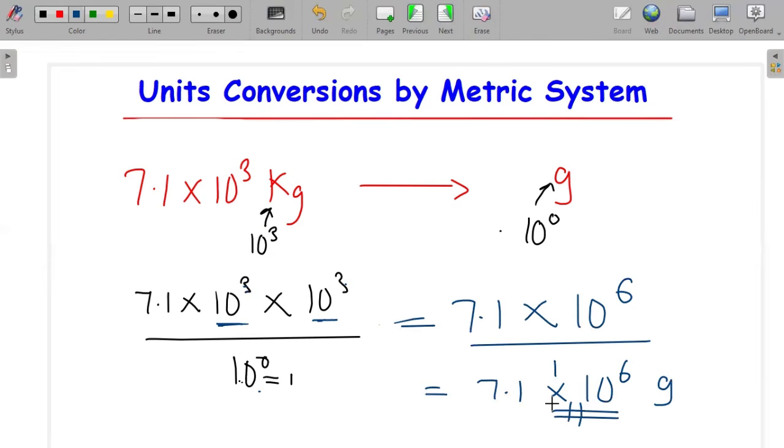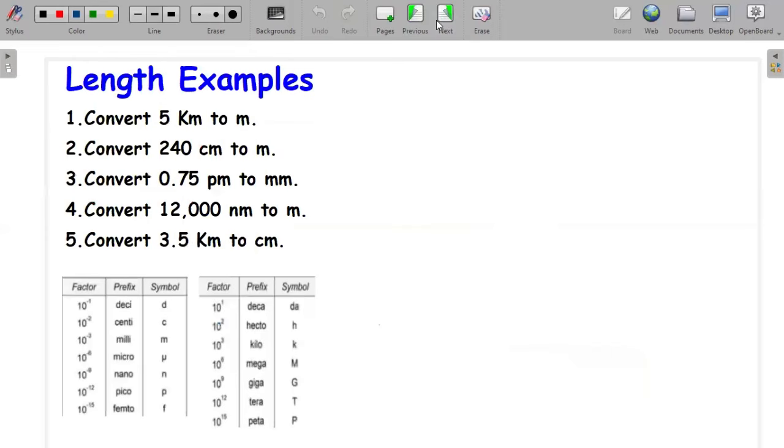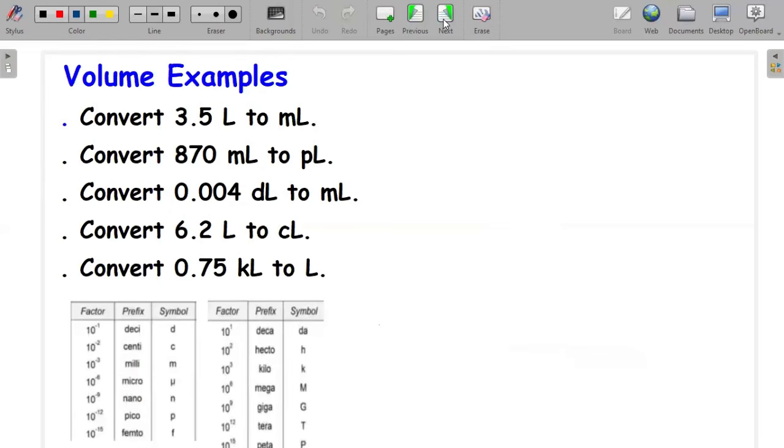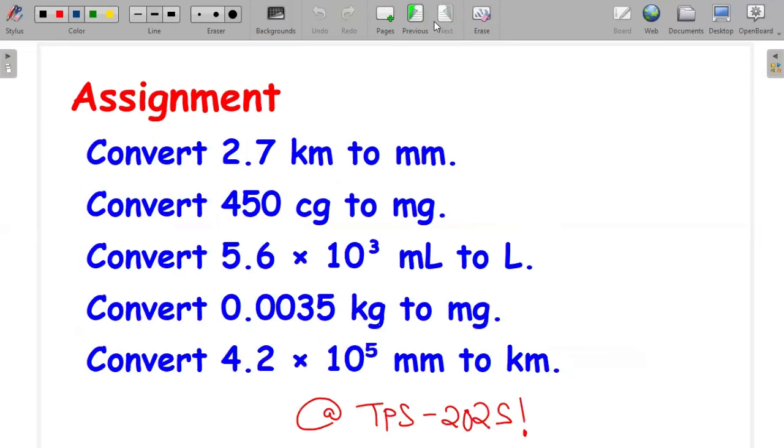Okay, so any questions there, guys? I have more examples that we need to do so that we just understand this. But any questions so far there? Okay, so if there are no questions, let's look at more examples now. We're going to look at 5 examples involving length, 5 examples involving mass, and 5 examples involving volume. And then afterwards, I'll give you an assignment, which is this assignment here. You're supposed to solve those questions, and then you actually present your answers.